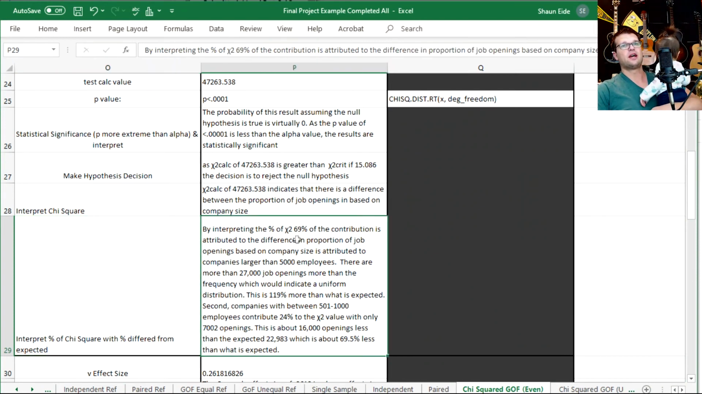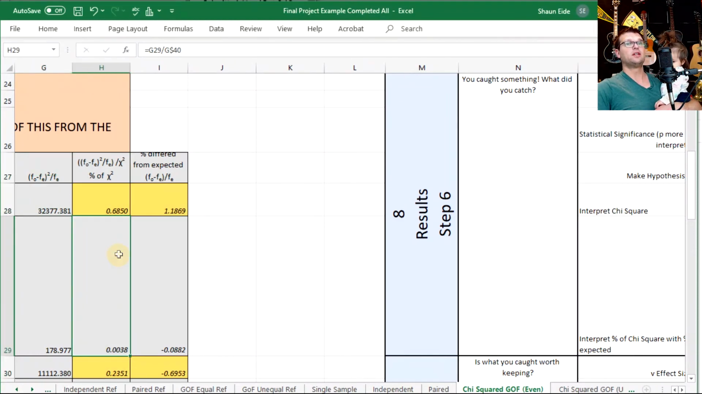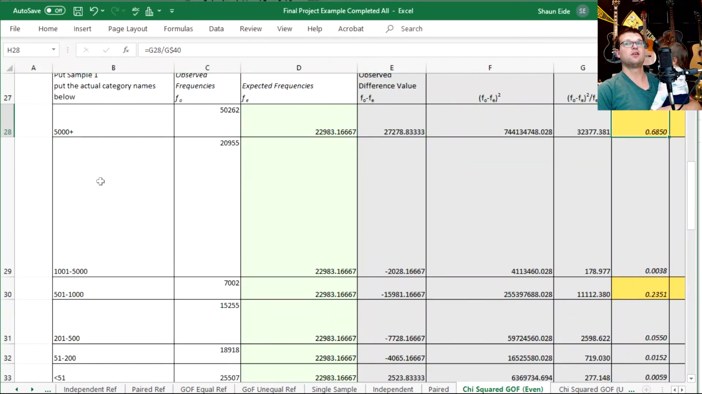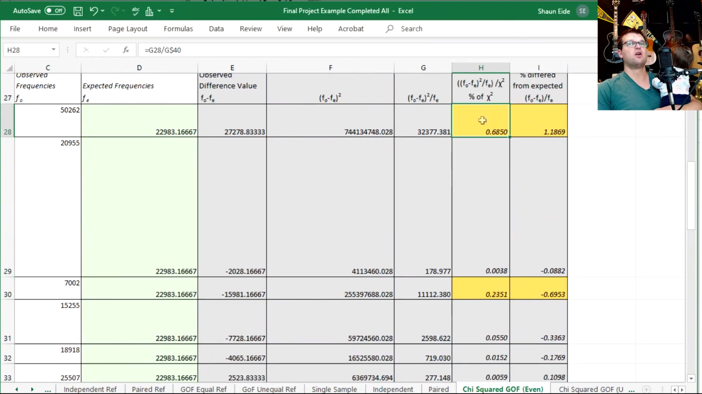By interpreting the percent of chi-squared, 69% of the contributions attributed to the difference in proportion of job openings based on company size is attributed to companies larger than 50,000 employees. By interpreting this column right here, we can tell that 69% comes from 50,000 or more employees. We're also going to indicate that 23% occurs from this category, but we're not even going to mention the other ones. The reason why we're only mentioning those two is because those are the only two that contribute more than 10% to the chi-squared value.